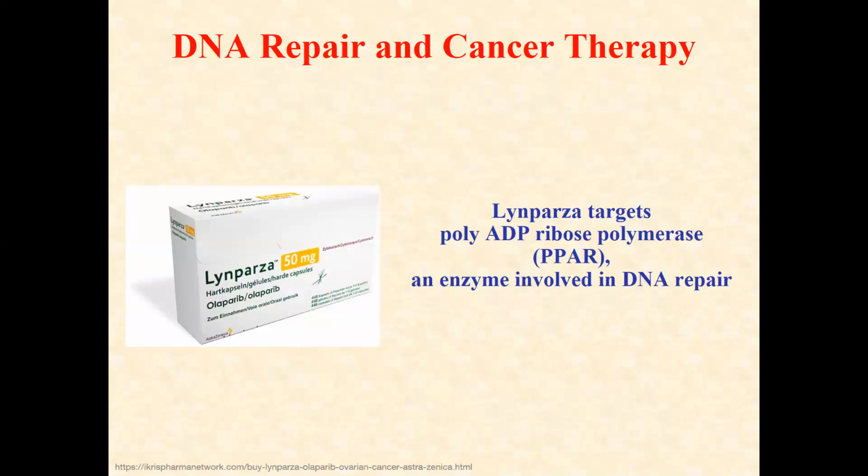Olaparib is a type of cancer therapy that targets DNA repair mechanisms in the cancer cell. This targets PARP, which is an enzyme involved in DNA repair. The drug works by exploiting the DNA repair defect in the cancer cell. Olaparib has been FDA approved for use in some ovarian, breast cancer, and prostate cancer, but it is currently in clinical trials for use in colorectal cancer.